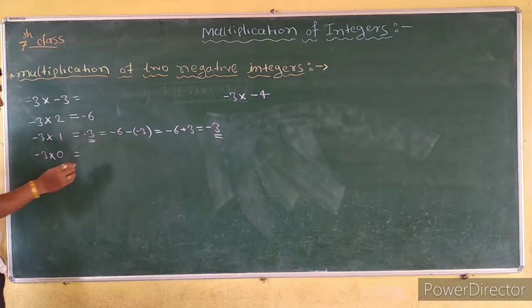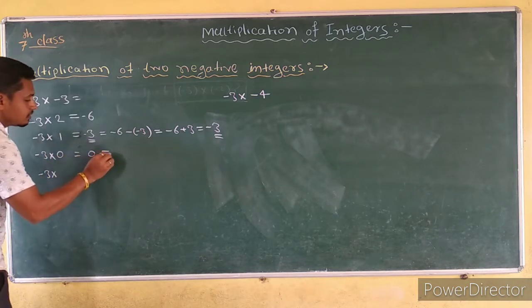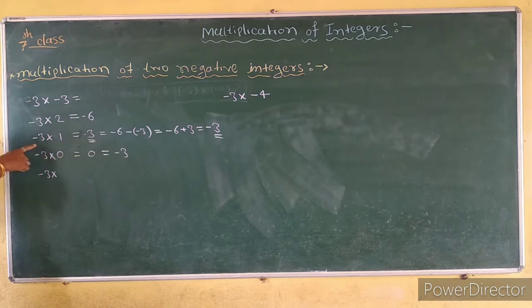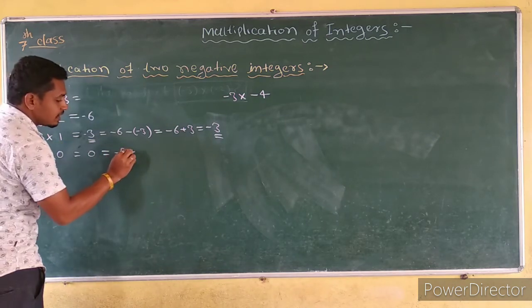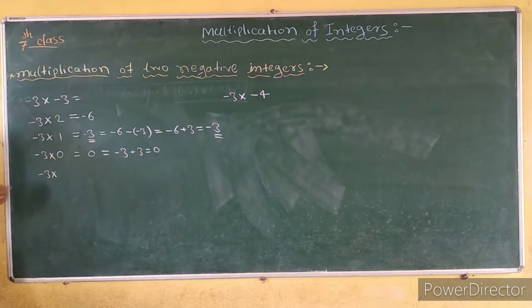Next, minus 3 into 0 is equal to 3 into 0, 0. Is it right? Next, minus 3 into, let's check here, minus 3 and minus into minus 3. So plus 3 becomes plus 3. Minus 3 plus 3 is equal to 0. Next, minus 3 into, after 0, 1. So minus 1.